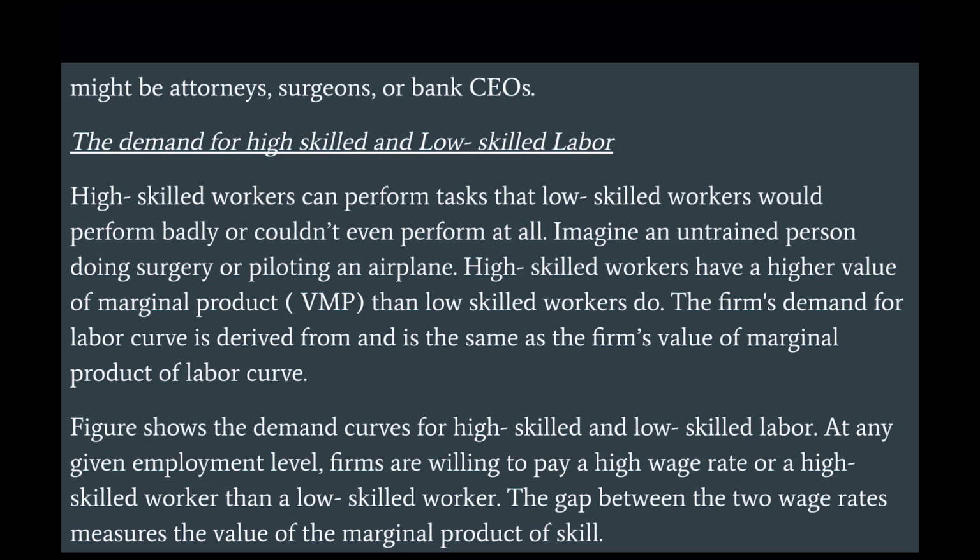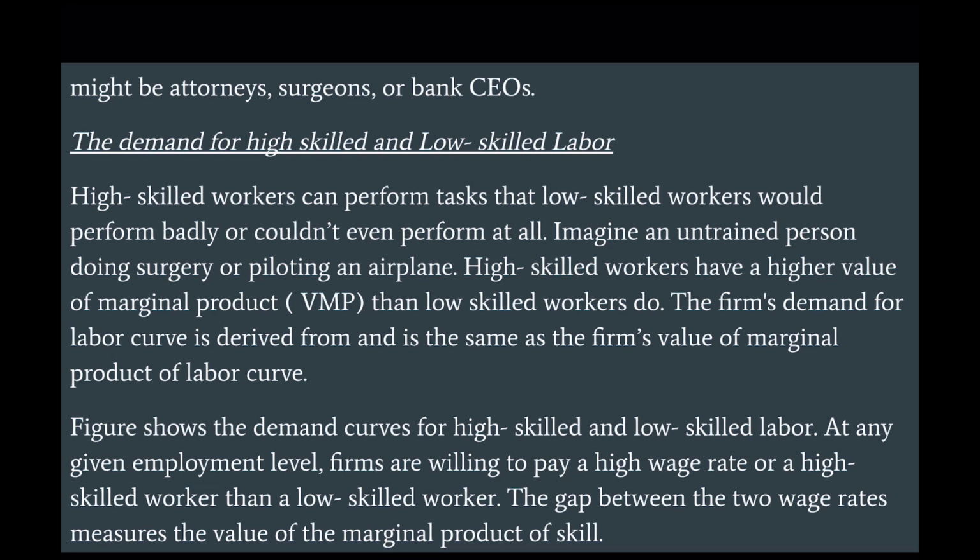High skilled workers can perform tasks that low skilled workers would perform badly or couldn't even perform at all. Imagine an untrained person doing surgery or piloting an airplane. High skilled workers have a higher value of marginal product than low skilled workers do. The firm's demand for labor curve is derived from, and is the same as, the firm's value of marginal product of labor curve. The figure shows the demand curve for high skilled and low skilled labor at any given employment level.